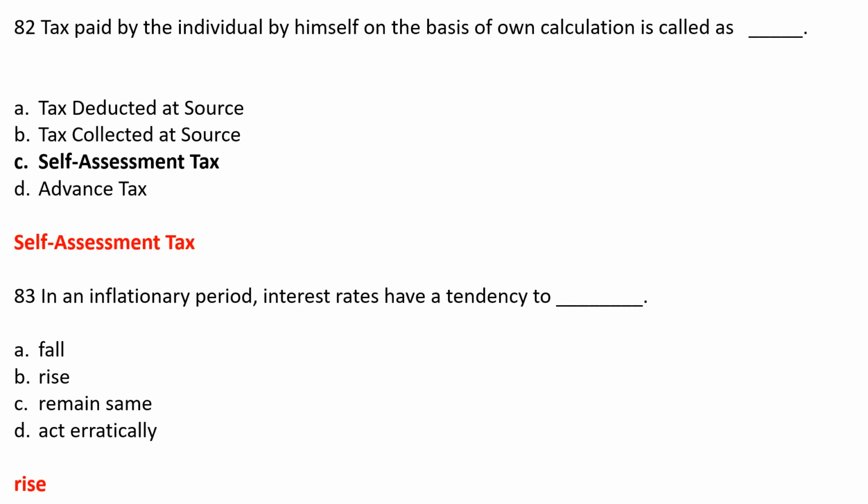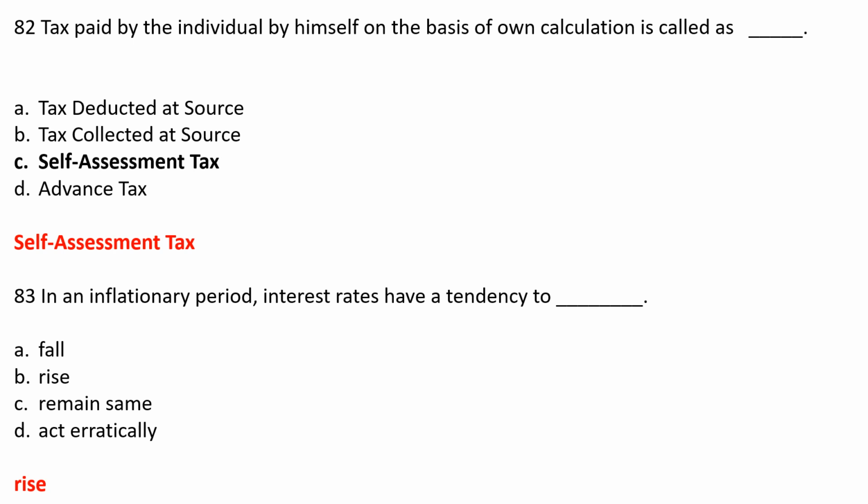Tax paid by the individual by himself on the basis of his own calculation is called: option A, tax deducted at source; option B, tax collected at source; option C, self-assessed tax; option D, advance tax. The correct answer is option C, self-assessment tax. So an individual can assess his own tax liabilities and pay his own tax. The assessment done by the individual is called self-assessment tax.